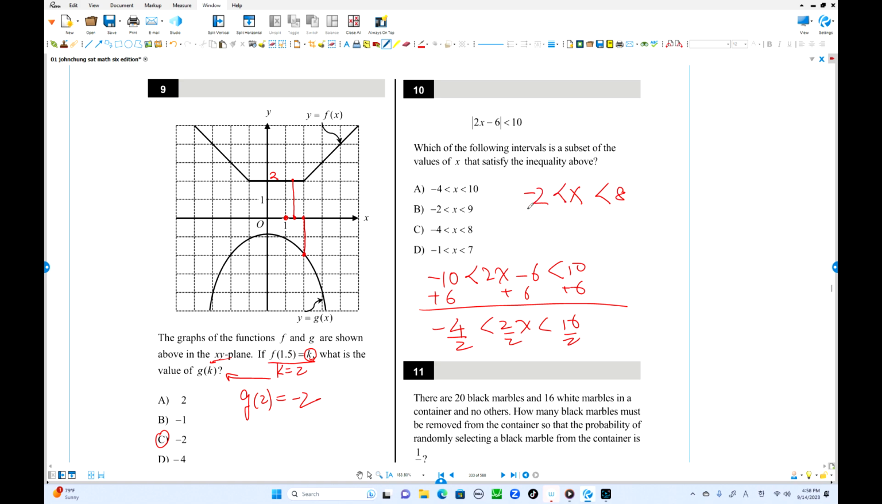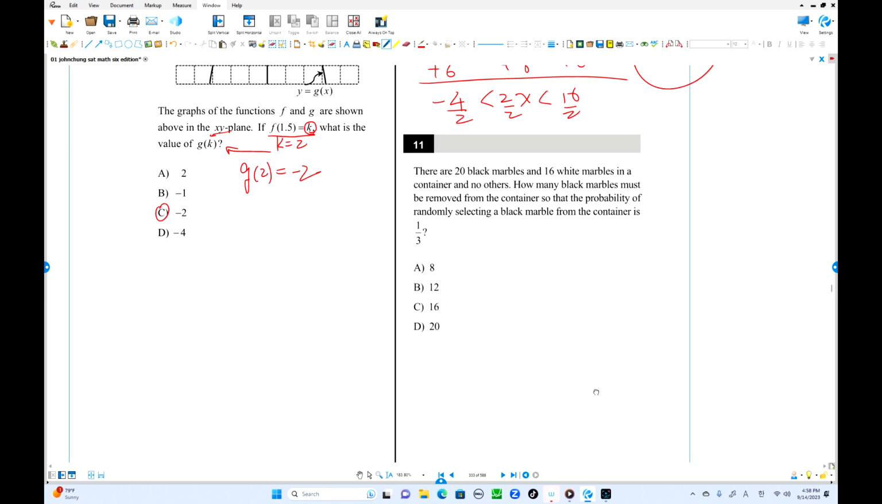But we have no matching answer. Let me see. Oh, that is a subset. A subset is a part of this solution, right? So the solution is negative 2 to 8. Which one belongs to this solution set? Let me see. Negative 4 is outside, no good. 9 is outside, no good. Negative 4, no good. This is negative 1 over here. Negative 1 to 7 belongs here, right? That is part of the solutions, which we call a subset. When a set belongs exactly inside the solution, we call it a subset.